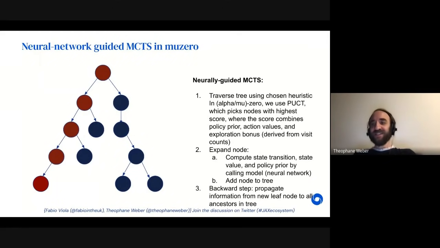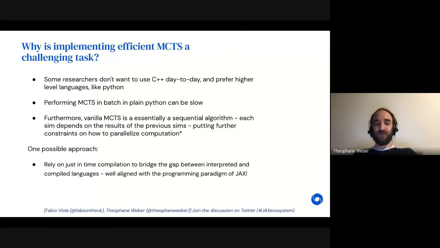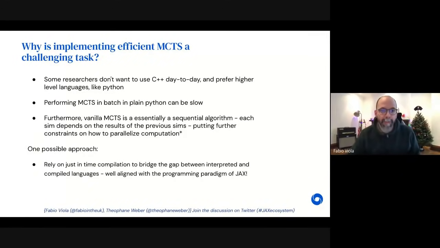And next, I'll let Fabio explain the issues around implementing MCTS in JAX. Yeah, so hi, I'm Fabio. I'm a research engineer at DeepMind.